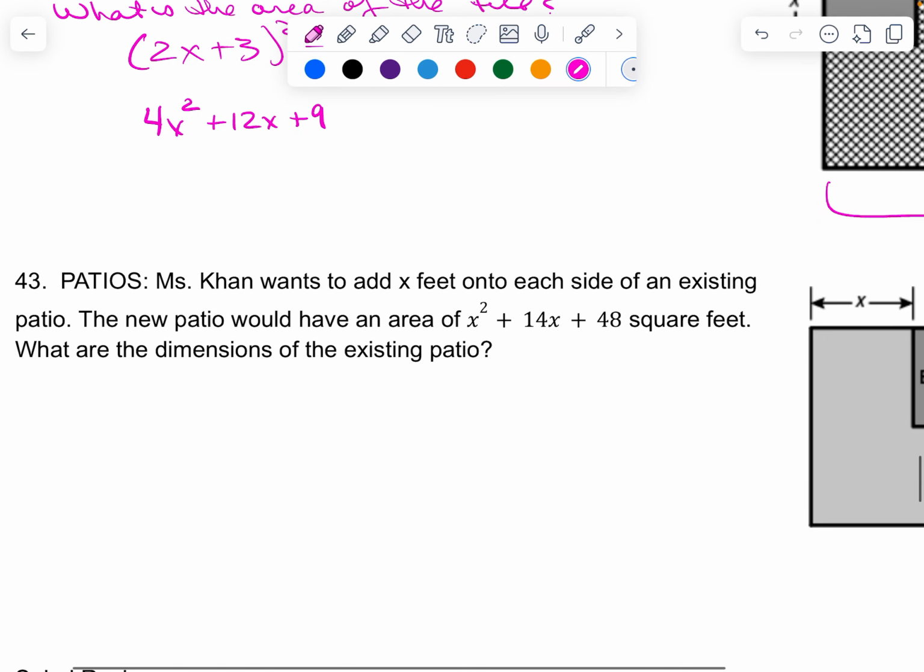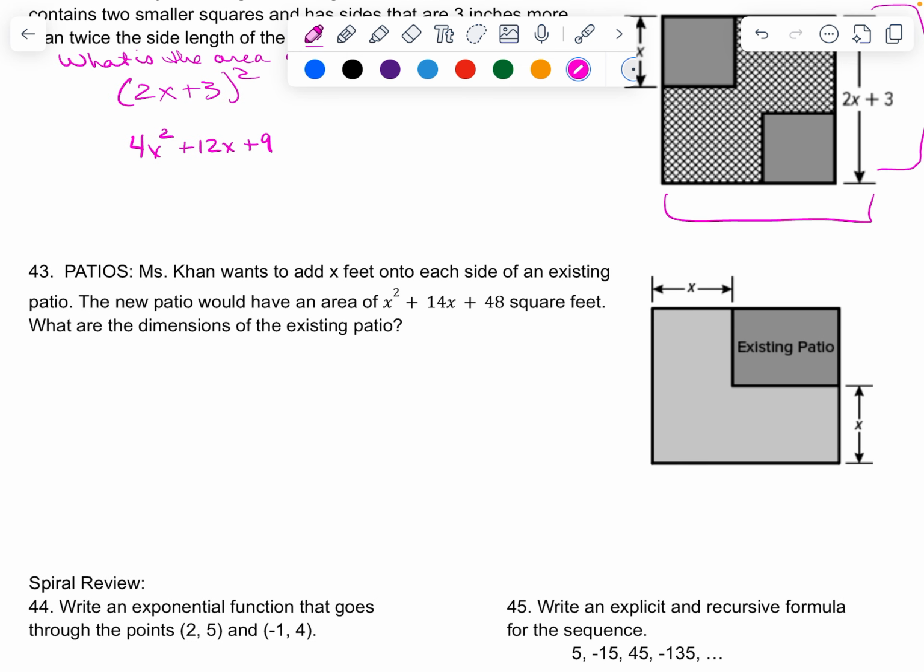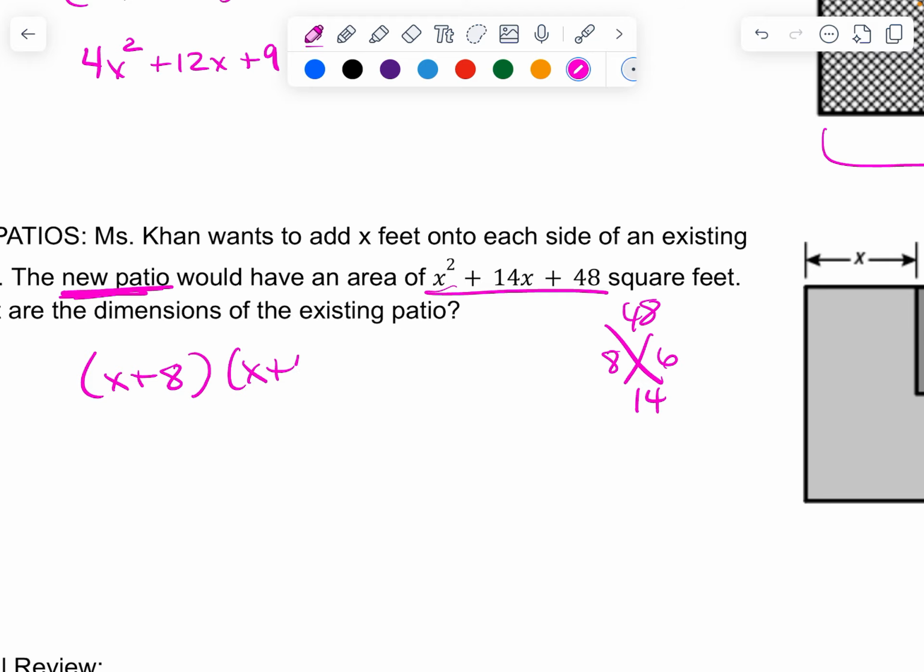This next one says Mrs. Khan wants to add x amount of feet on each side of the existing. The new patio is this right here. So I want to find the existing patio. Well, I need to factor this first. So if I factor that, what are the factors of 48 that add to 14? That's 8 and 6. So x plus 8, x plus 6.